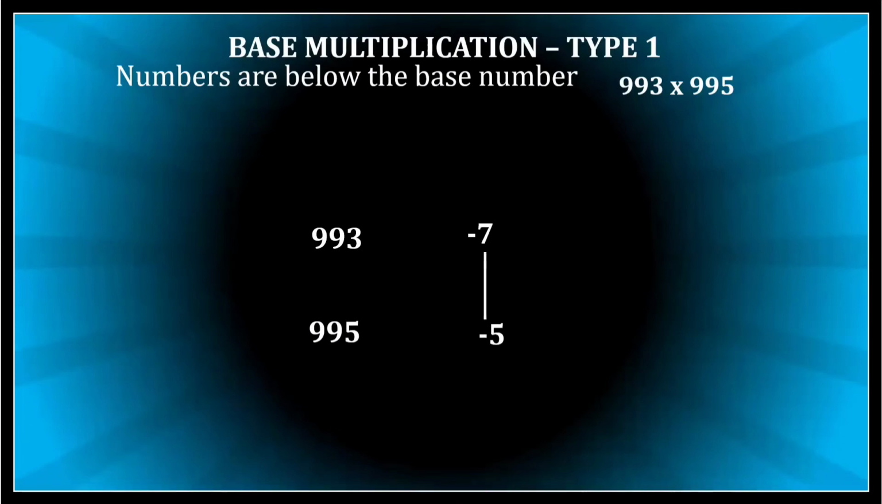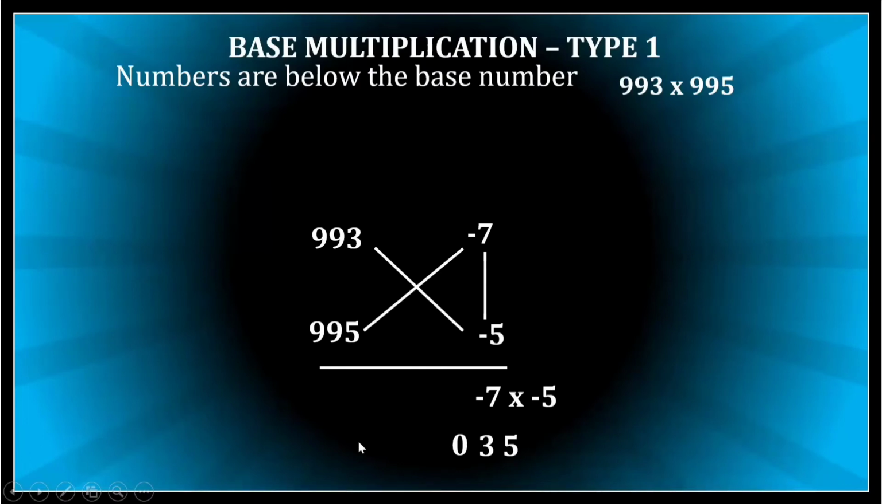Multiplying vertically means minus 7 into minus 5, that is 35. I write 35, but I know that the base is 1000. 1000 means 3 zeros, so I should have had 3 digits over here. So to make this a 3-digit number, what is the simplest thing I can do? Add 0. So I get a 3-digit number 035. Fine. Now this 035 gives me the last 3 digits of my answer, but I still need something more here.